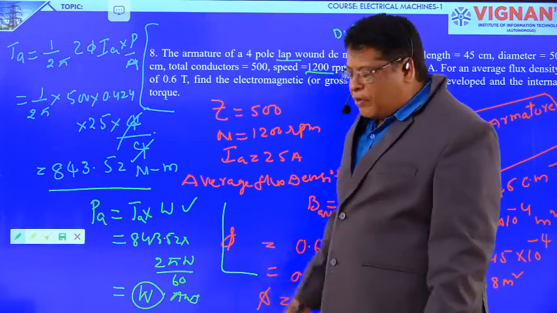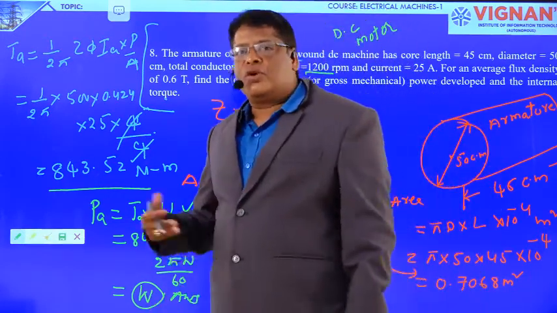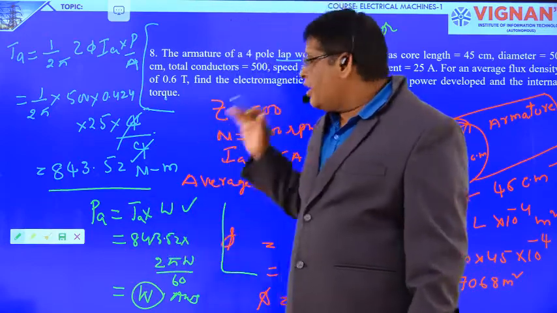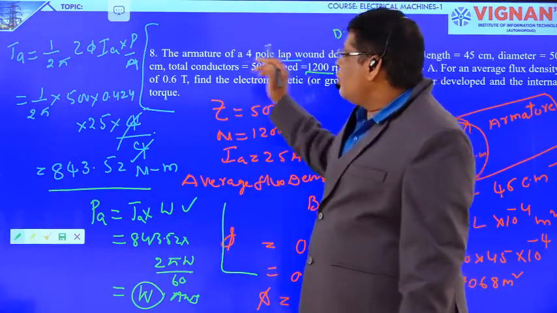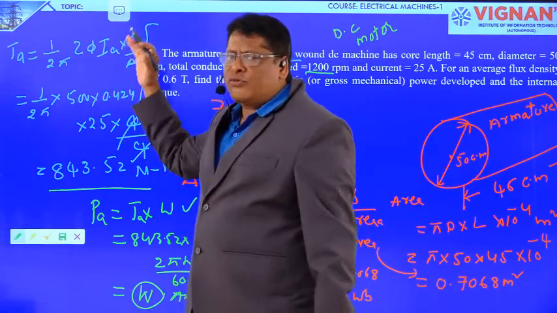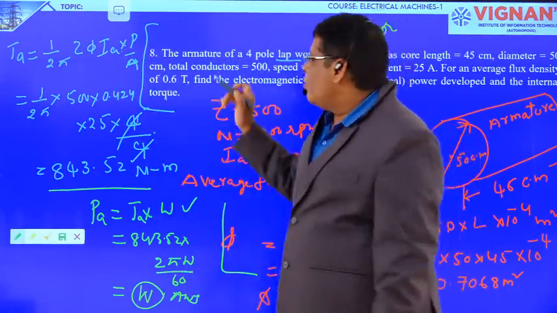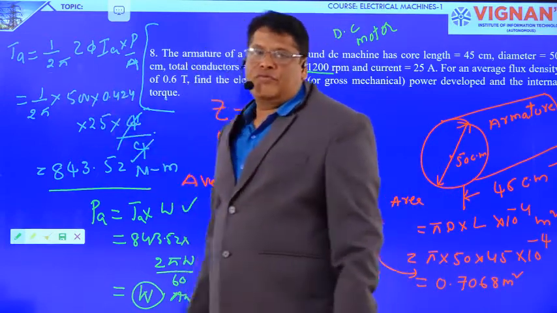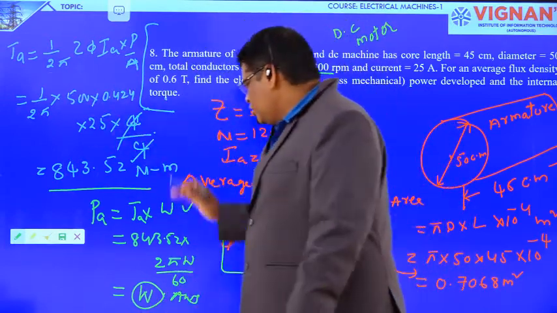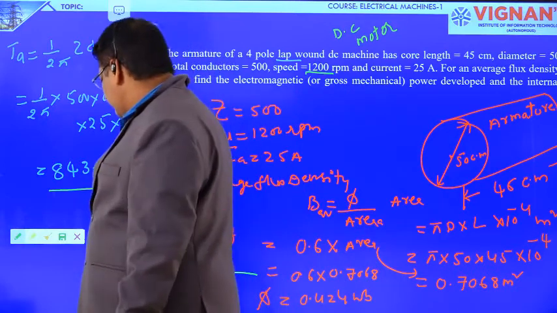So whenever in the problem it is called the machine, it means it is a motor or the generator. But here we are considering it as a motor, then only you can use this formula. In a generator also you can use it, but we are considering this machine as a motor. We found the armature torque. So in this manner, you have to solve this problem.